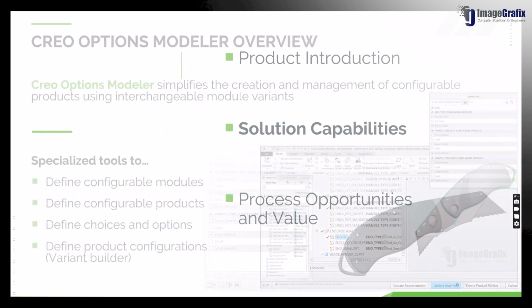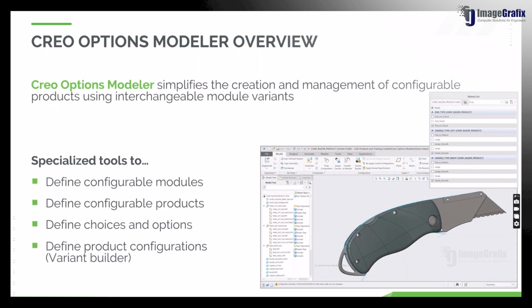As a solution, Creo Options Modeler simplifies creating and managing configurable products with specialized tools to define configurable modules, where you can define what is required for what product. You can create products within the assembly and save them as different products. You can define your own choices and options, and finally build a variant builder inside this application, which will help you customize your own product.